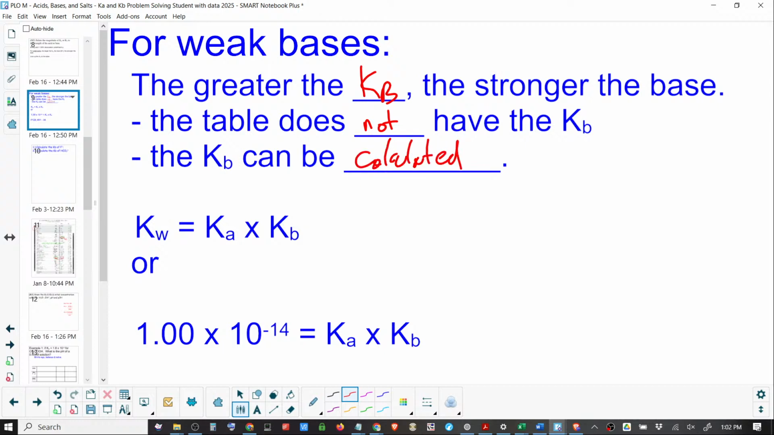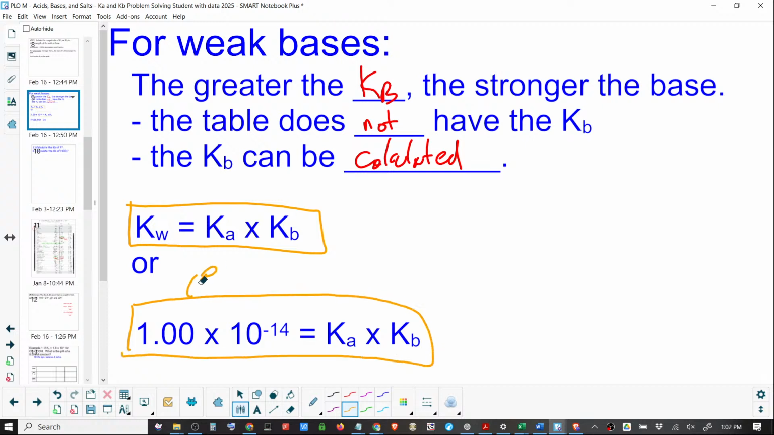I am never going to ask you to derive this relationship. That was purely for your enjoyment. But you do have to know the relationship. We used math to determine a relationship. And it was fun. This one. At 25 degrees Celsius, which is everything that we're going to be doing on your table.